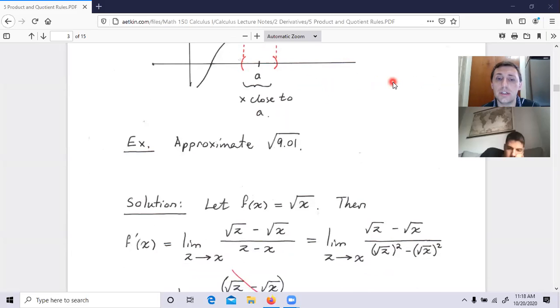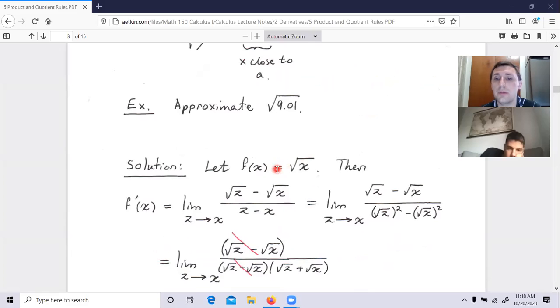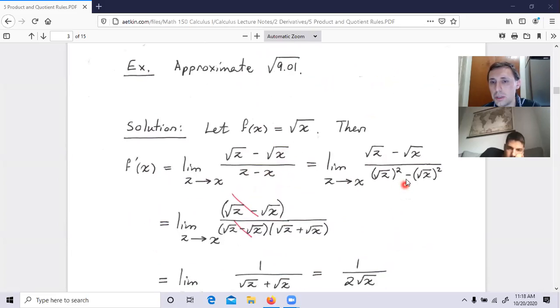So here is the procedure. First of all, let's remember how to take derivatives of root functions. So f of x is the root of x. And then for the derivative, I can use the definition. I can multiply by the conjugate, but I decide to factor the denominator. I can write z minus x as root of z squared minus root of x squared.